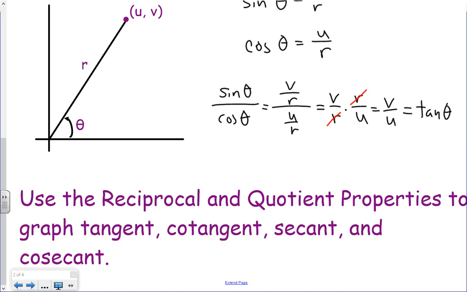All right, so we're going to use these reciprocal and quotient properties to help us sketch the graphs of tangent and cotangent, secant and cosecant. Again, the key is that we're rewriting these in terms of two functions, sine and cosine, that we already know the graphs of. And then using those graphs, I should be able to come up with what the sketch of these other four must look like.